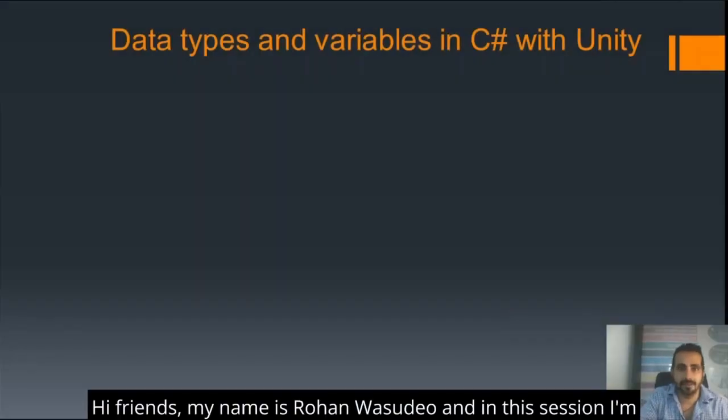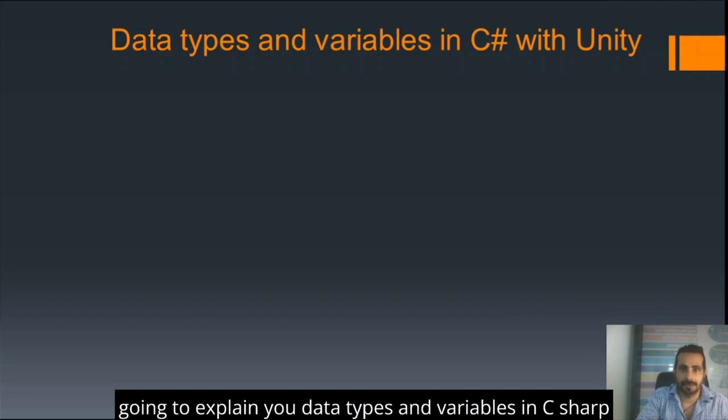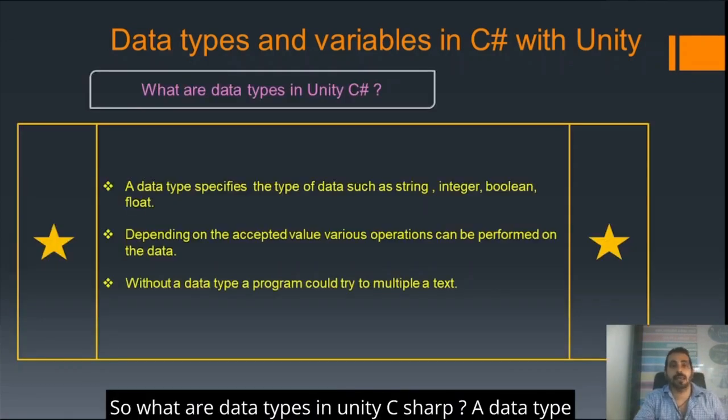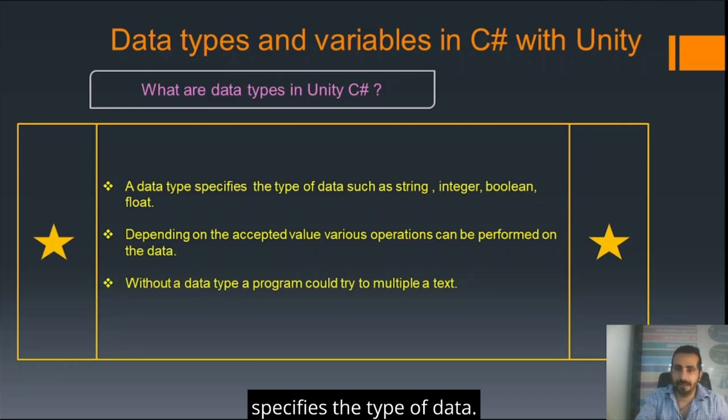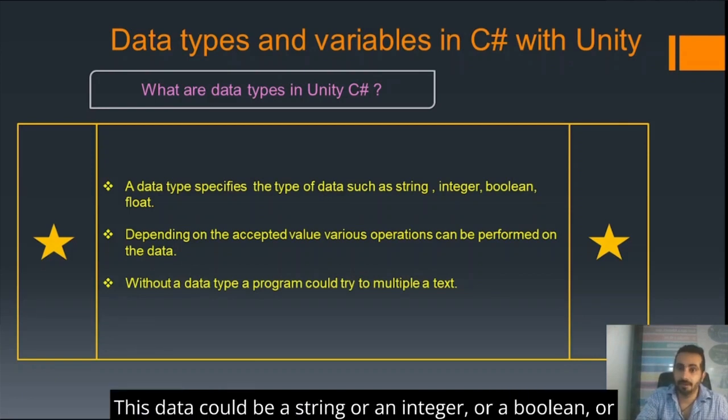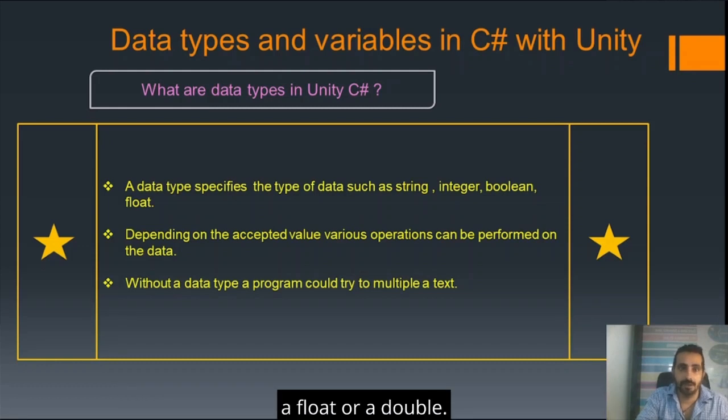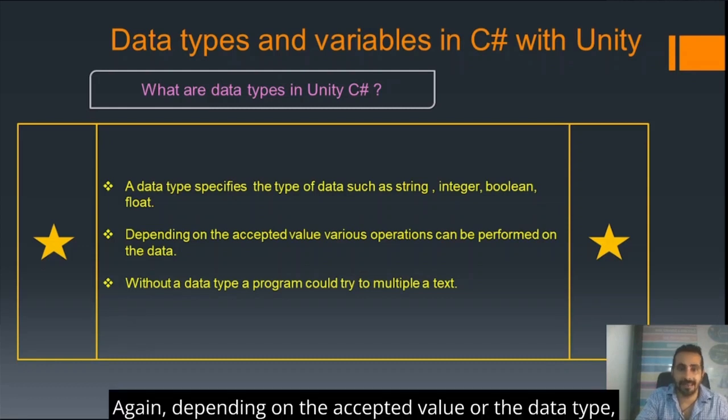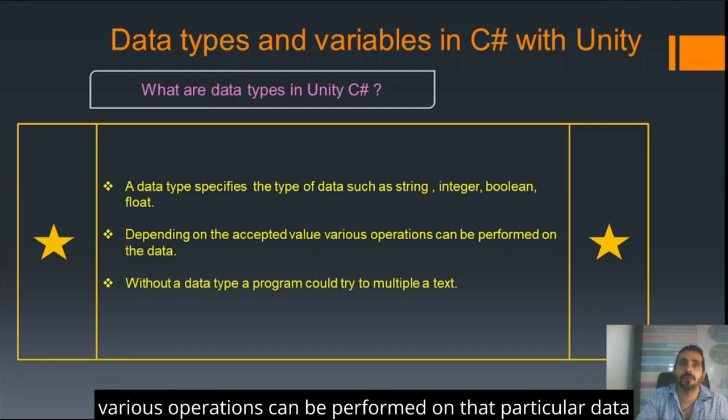Hi friends, my name is Rohan Vasudev, and in this session I'm going to explain data types and variables in C# and Unity. A data type specifies the type of data. This data could be a string or an integer or a boolean or a float or a double. Again, depending on the accepted value or the data type, various operations can be performed on that particular data.